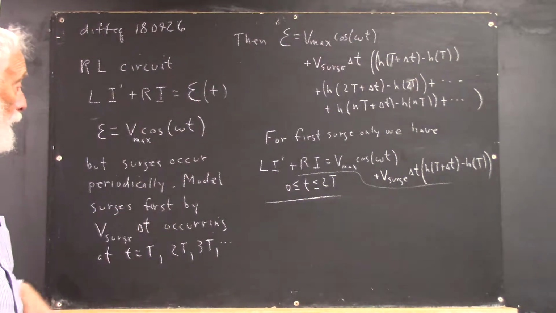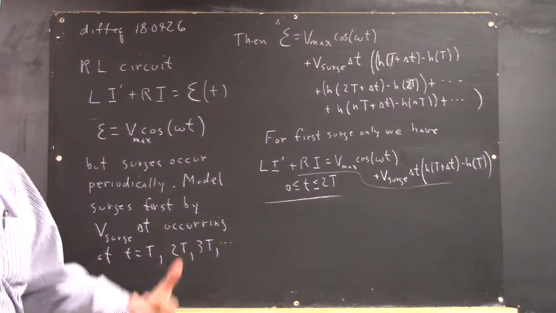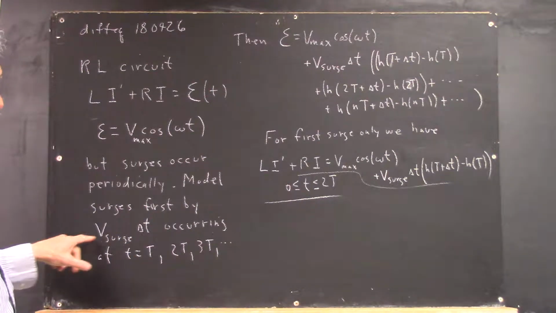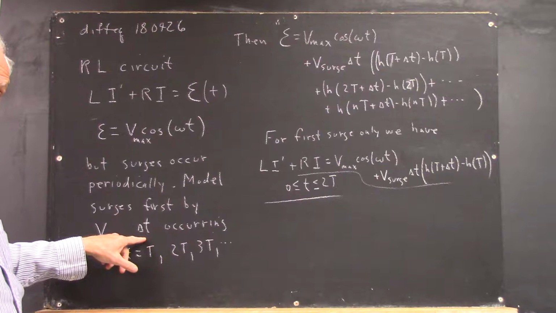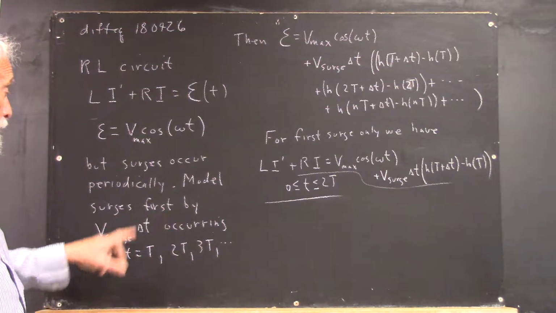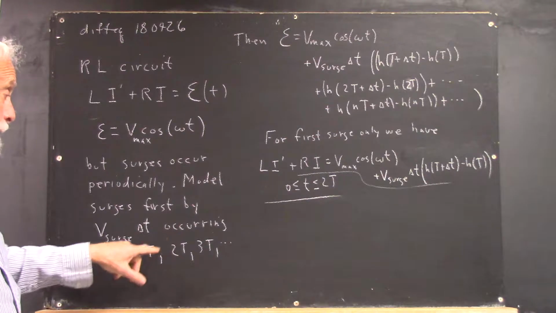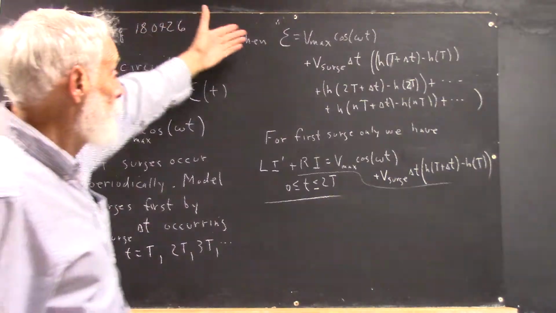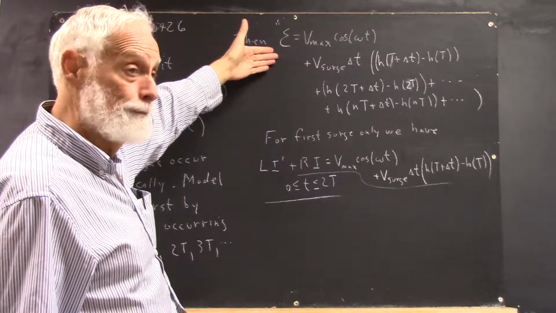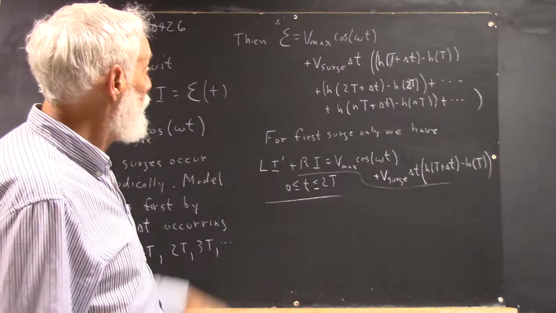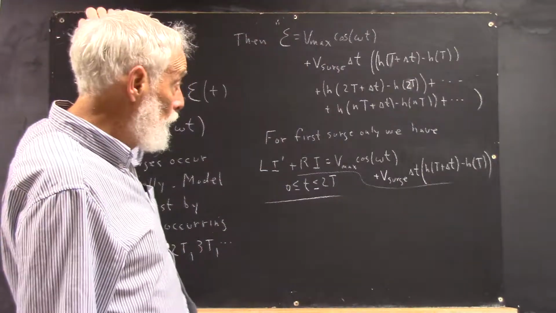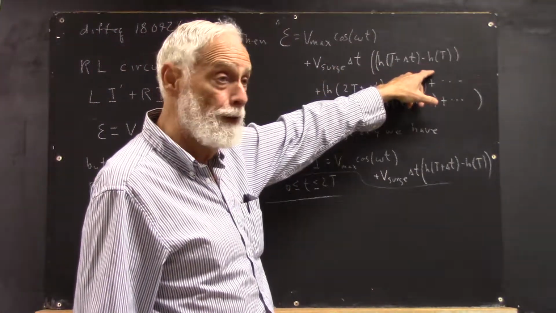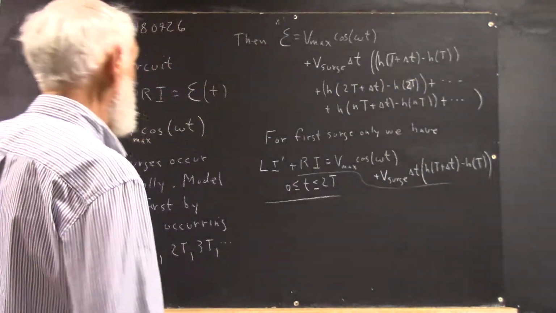Let's model surges first, not by a delta function, but eventually we will, but by some surge voltage for some time delta t. And let's say those surges occur at time capital T, 2 capital T, 3 capital T. And well, then what's our source function, or our driving EMF, is going to be this. Where you have the V surge delta T times H of big T plus delta T minus H of big T. Now let's think about what that means.